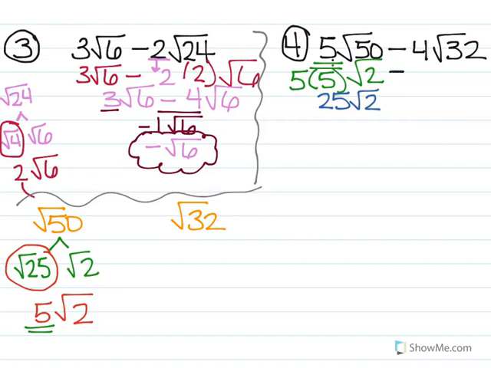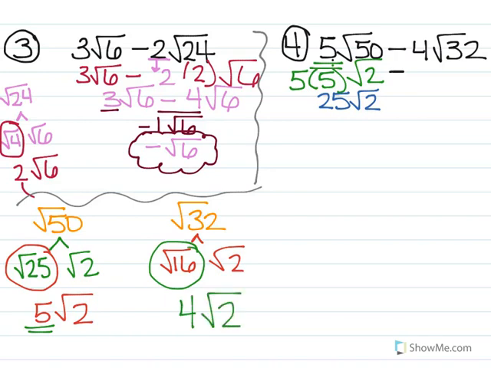And now we have to figure out radical 32. So radical 32, so 1 and 32, that's not going to work. 2 and 16 though should, so we have radical 16 and radical 2 are factors of radical 32. 16 is a perfect square, that gives you 4. Bring down the radical 2.